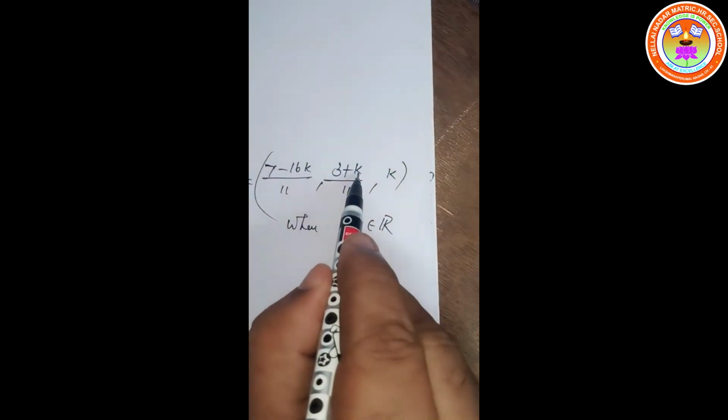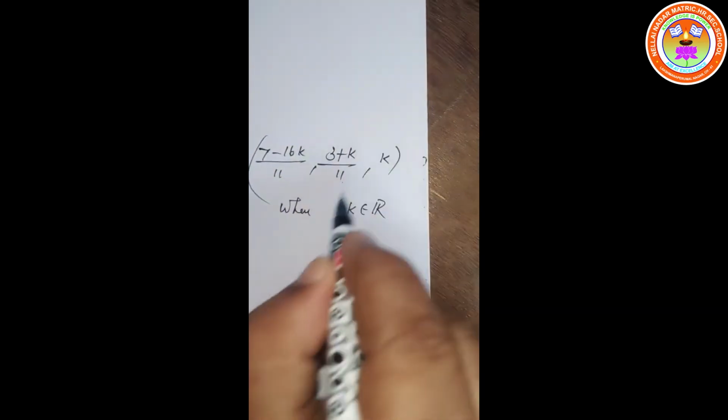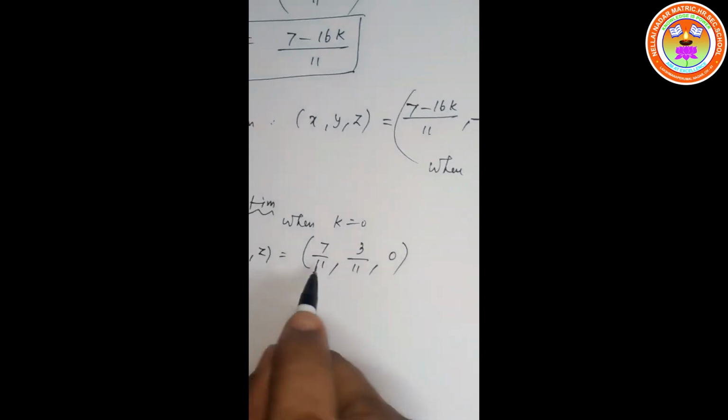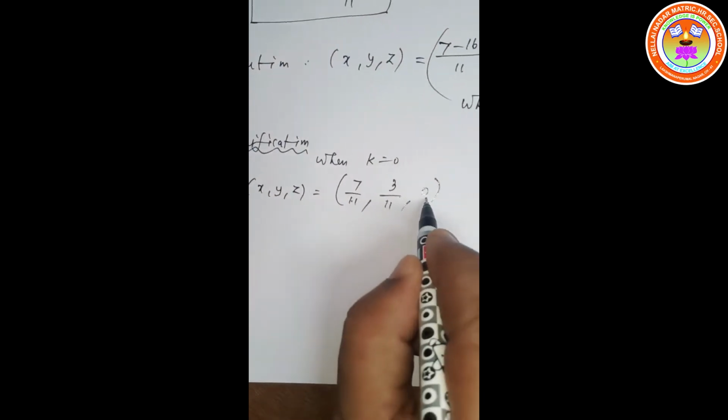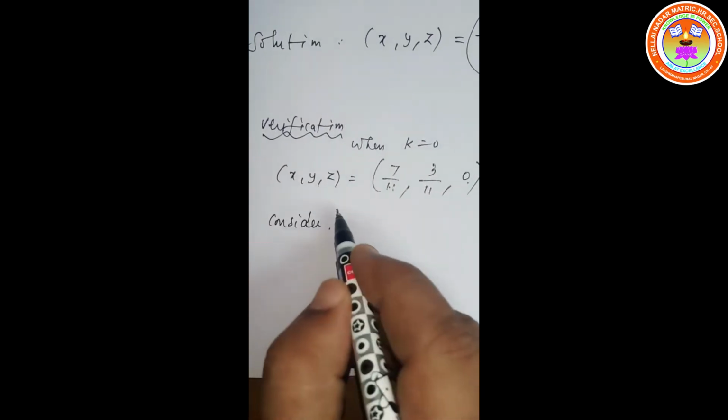If you replace k by 0, you will be getting 3 by 11. If you replace k by 0, you will be getting 0 only. Right? This is x value, y value and z value. Now consider any one of the given equations. You have to verify LHS and RHS are equal. Here we have 3 equations.